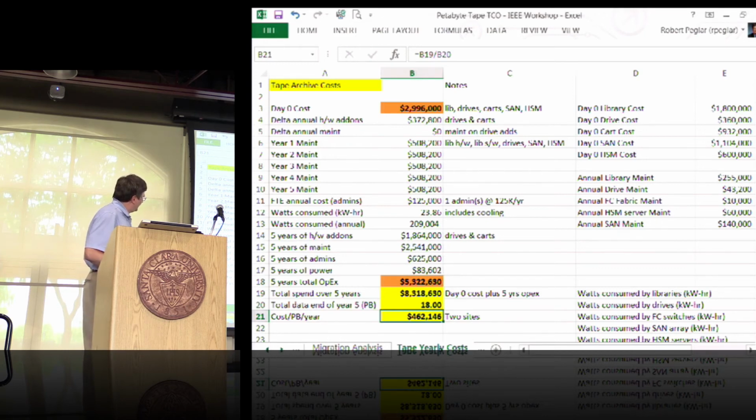So it costs them a little under $500K a year per petabyte, actual customer. And again, this is based on their own numbers. Day 0 cost, and then 5 years of maintenance, 5 years of power, 5 years of admins, all that good stuff.